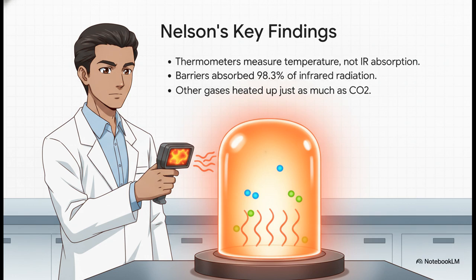First, standard thermometers only measure overall temperature, not radiation absorption. Second, he discovered that the plastic or glass containment barriers themselves absorbed a whopping 98.3% of the infrared radiation. The container was doing the heating, not the gas. In fact, when he tested non-greenhouse gases like nitrogen and argon, they heated up just as much, if not more, than the CO2. The containment membrane was basically obscuring any measurable absorption by the gases inside.